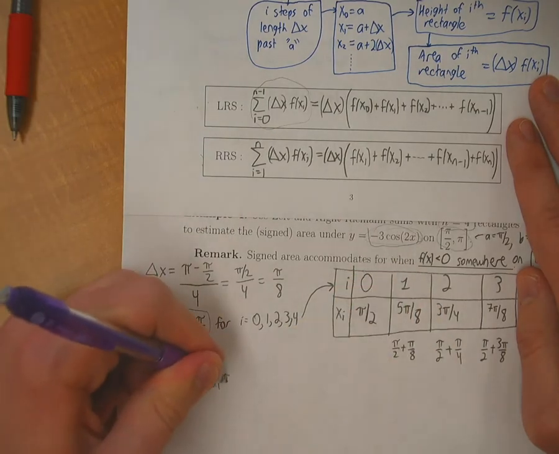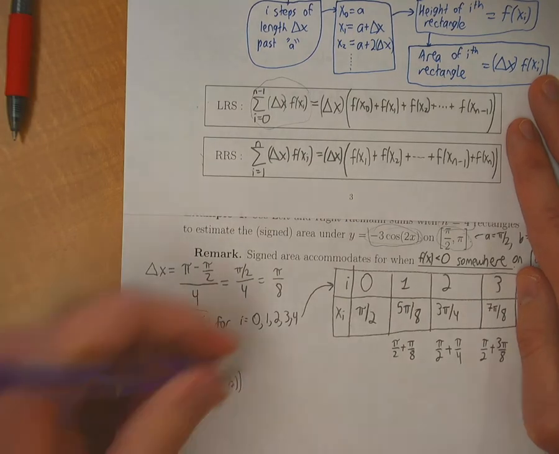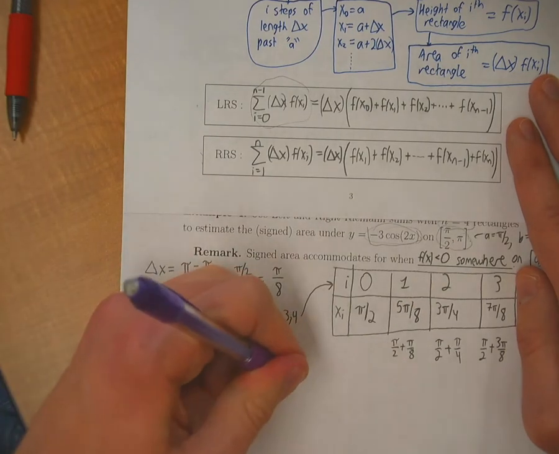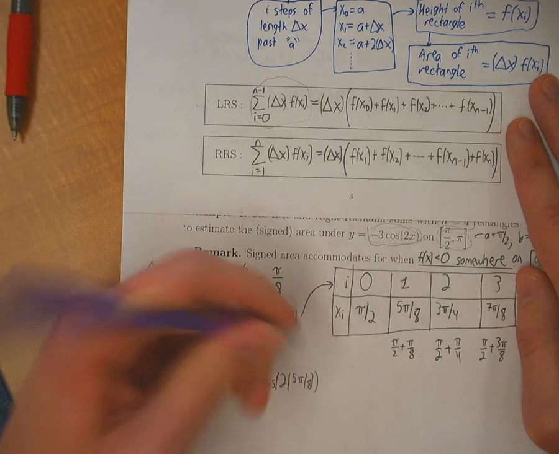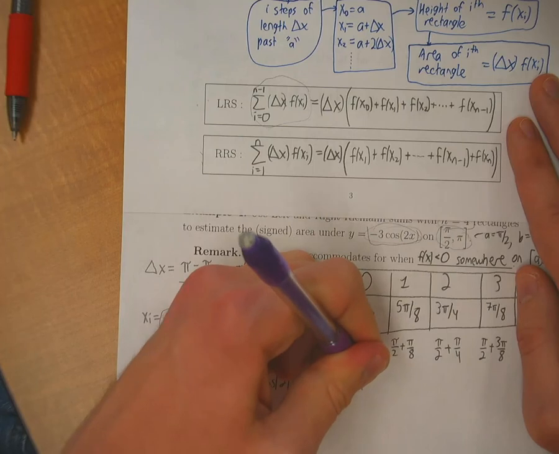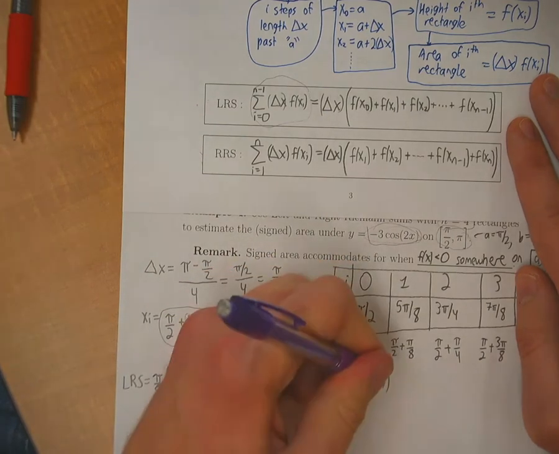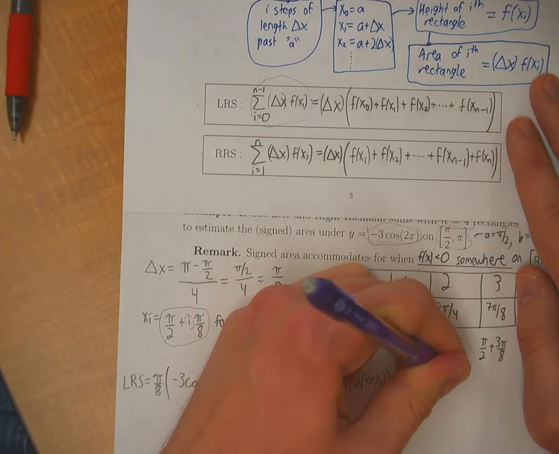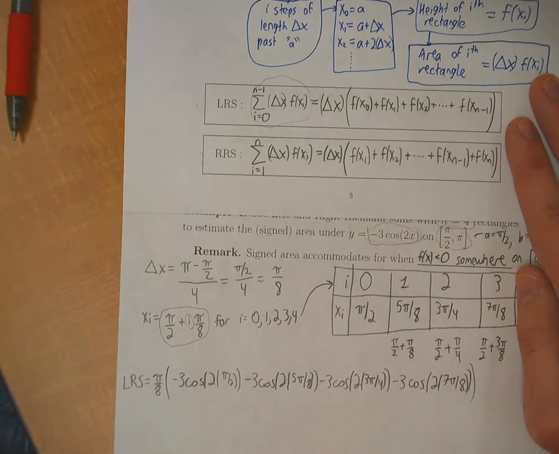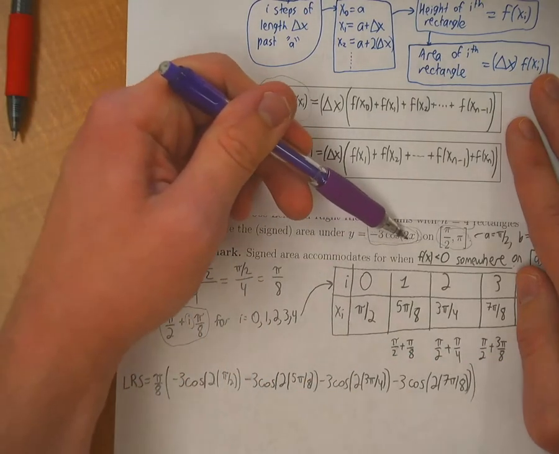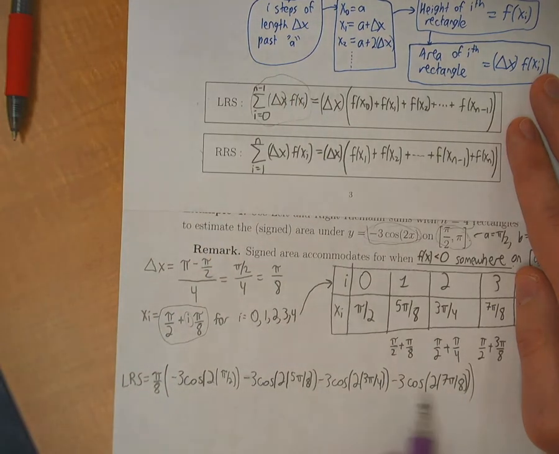because our function is this, 2 times, in this case, pi over 2, and then minus 3 times cosine of 2 times, in this case, 5 pi over 8, and then minus 3 times cosine of 2 times 3 pi over 4, and then minus 3 times cosine of 2 times 7 pi over 8. Okay? So like I said, I'm just taking the first four x sub i values here, plugging them into -3 times cosine of 2x, and adding these all up.